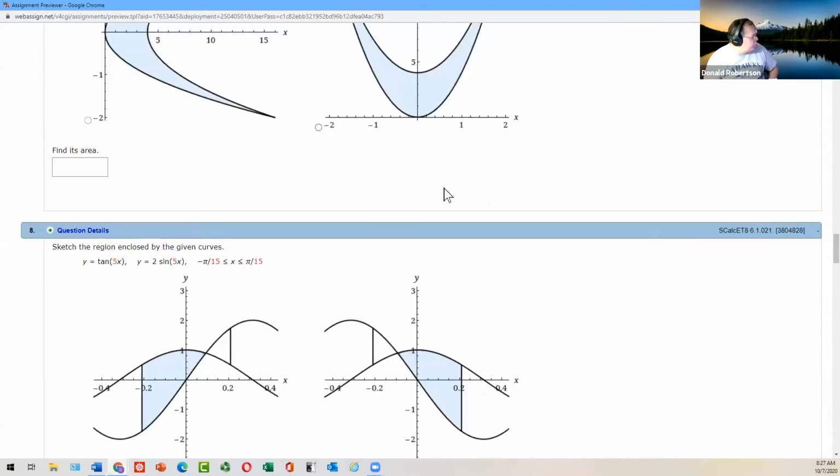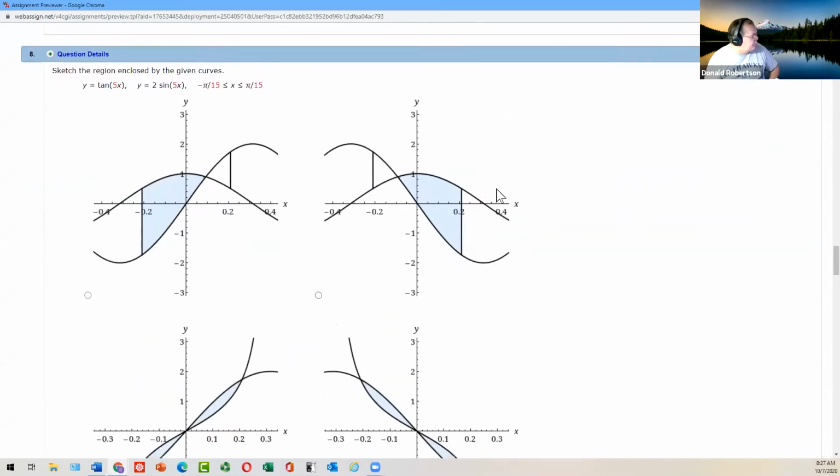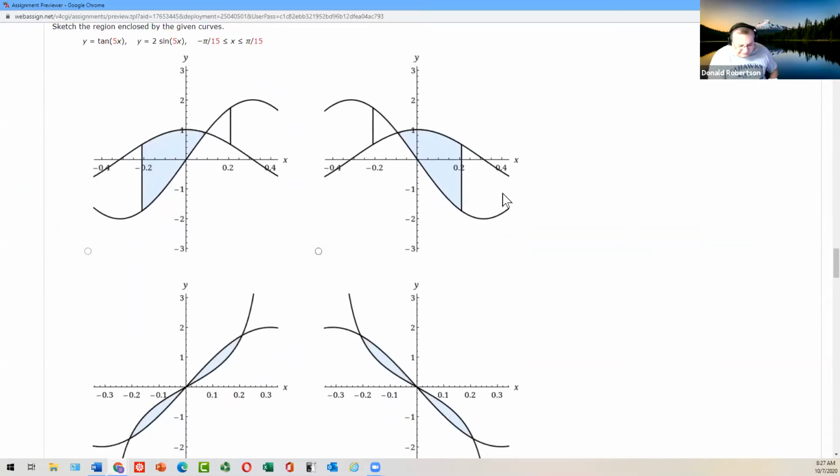Okay, so what is left? Well, that's how you do examples where it's kind of left to right instead of up and down, right? How you do questions that are in the format x equals a function of y.